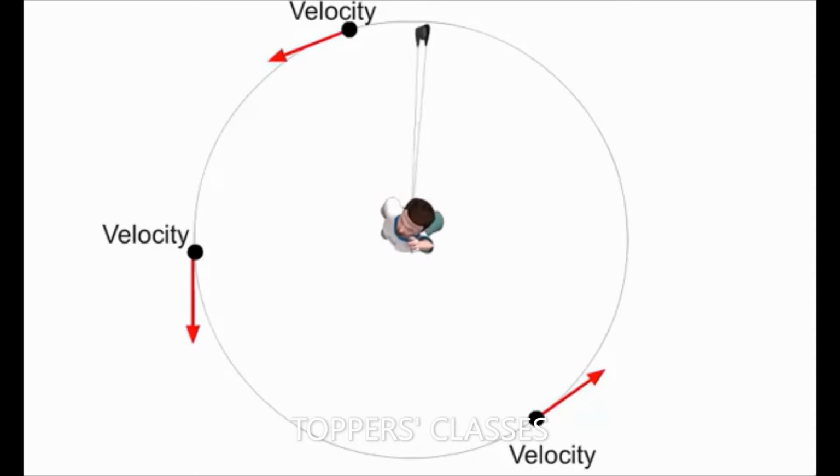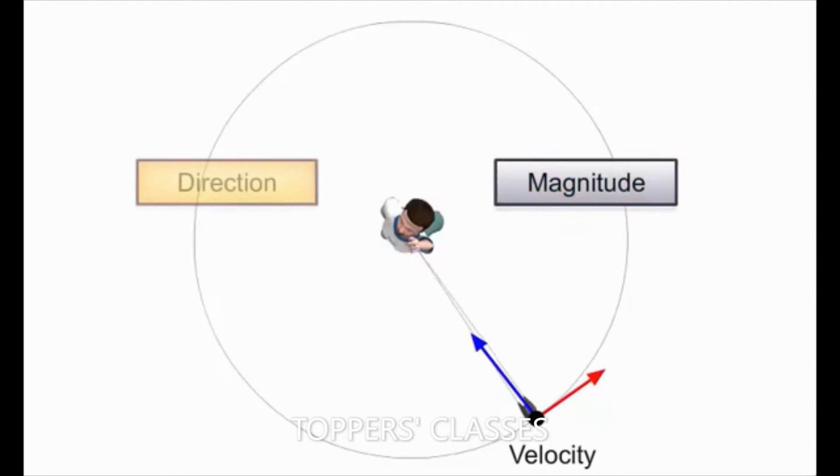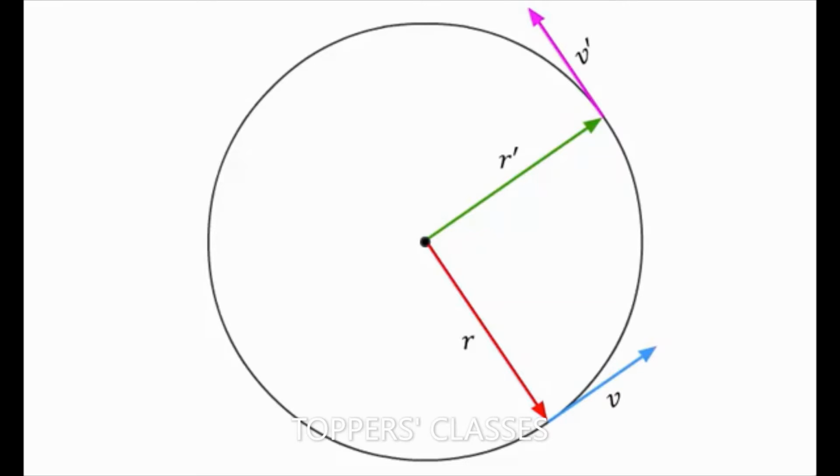Since the velocity of the body is changing, it has acceleration, which is known as centripetal acceleration. Let us find the magnitude and direction of the centripetal acceleration. Here, r and r' are the position vectors, and v and v' are the velocities of the body at points P and P'. As the body is moving in the circular path, the velocity vectors will be tangential to the circle at the points P and P'.